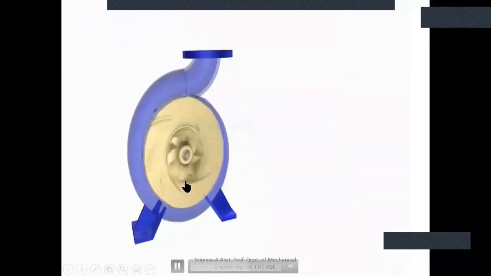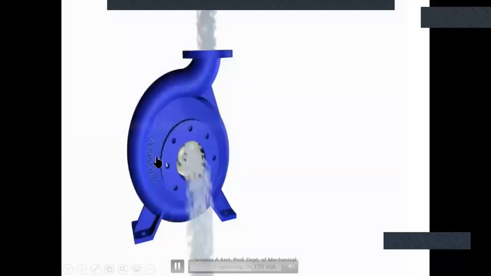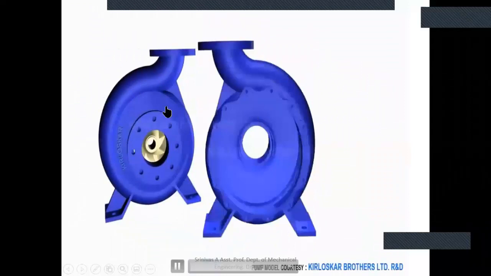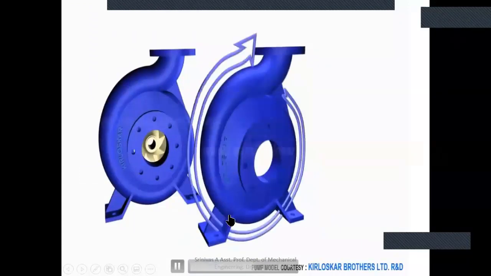When the water enters the impeller eye and the impeller rotates at high speed, the water comes to the outside, to the casing. This is the casing, and water gets out with the increased pressure and kinetic energy, and the casing takes that water outside. This is the casing structure. See, this casing structure is increasing in area. You can see the area keeps on increasing.